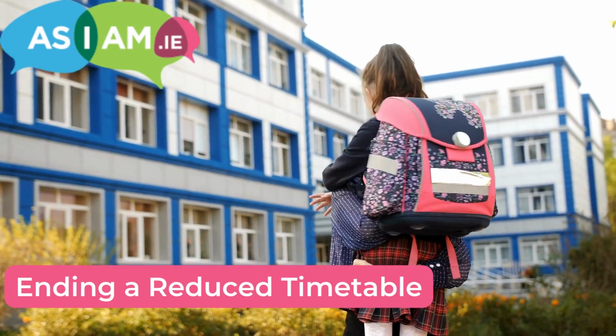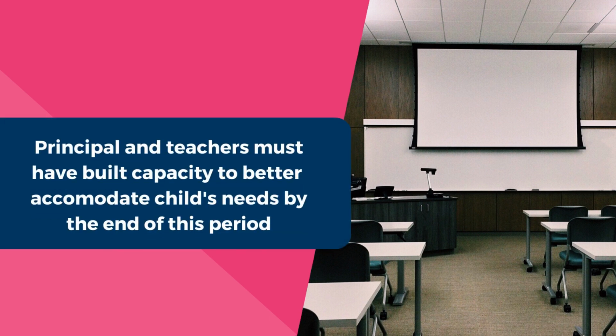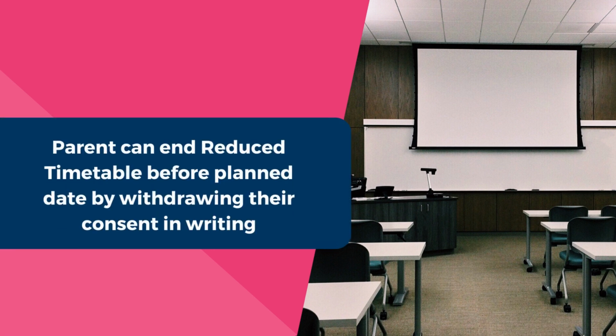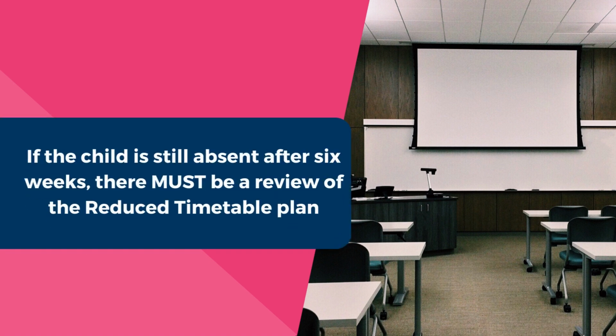A reduced timetable should have a realistic end date planned. The maximum length of a reduced timetable is 6 weeks. During this period, the principal and teachers of the school must have built capacity to better accommodate the child's needs by the end of the period. The child's parent can end the reduced timetable at any time by revoking their consent in writing. If the child is still absent from school after 6 weeks, there must be a review of the reduced timetable plan to ensure that their support needs are being met.